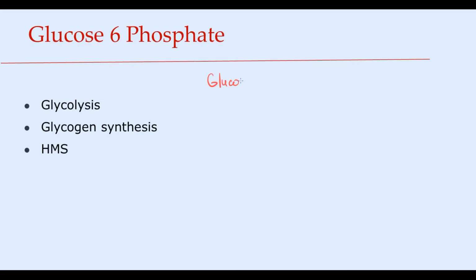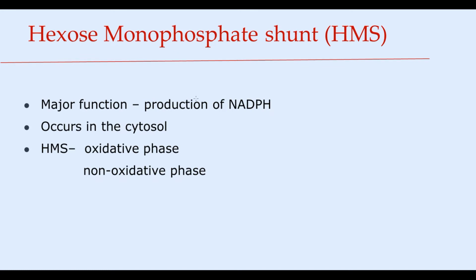When glucose enters into the cell, it gets trapped by phosphorylation to glucose 6-phosphate, and glucose 6-phosphate has three pathways. The first one is glycolysis, the second one is glycogen synthesis, and the third one is hexose monophosphate shunt. The major function of hexose monophosphate shunt is production of NADPH molecules. Hexose monophosphate shunt is the major source of NADPH molecules in our body.